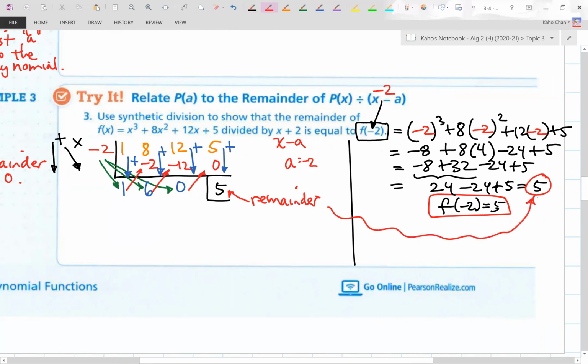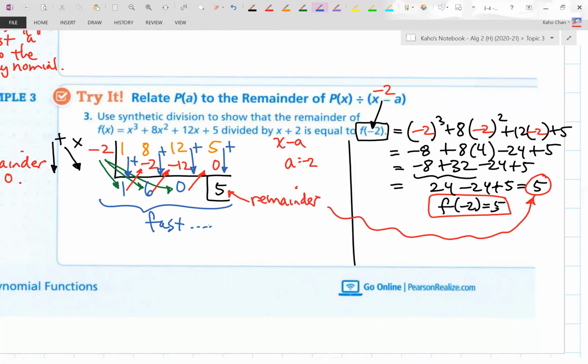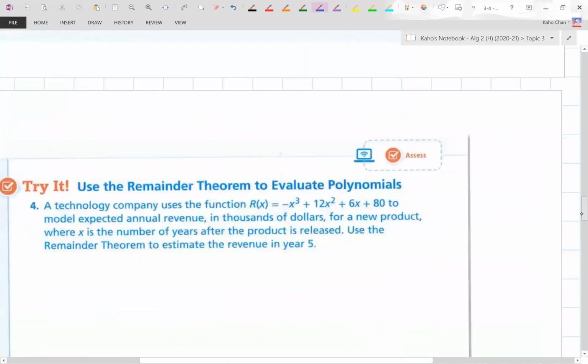Synthetic division can give you the function value quicker than actually plugging in manually. Plugging in numbers manually, which we did a few moments ago, takes a lot of work. Synthetic does it very, very fast. All right, so there it is. We just showed that they're equal. Next page. Again, ask questions, pause the video, whatever.